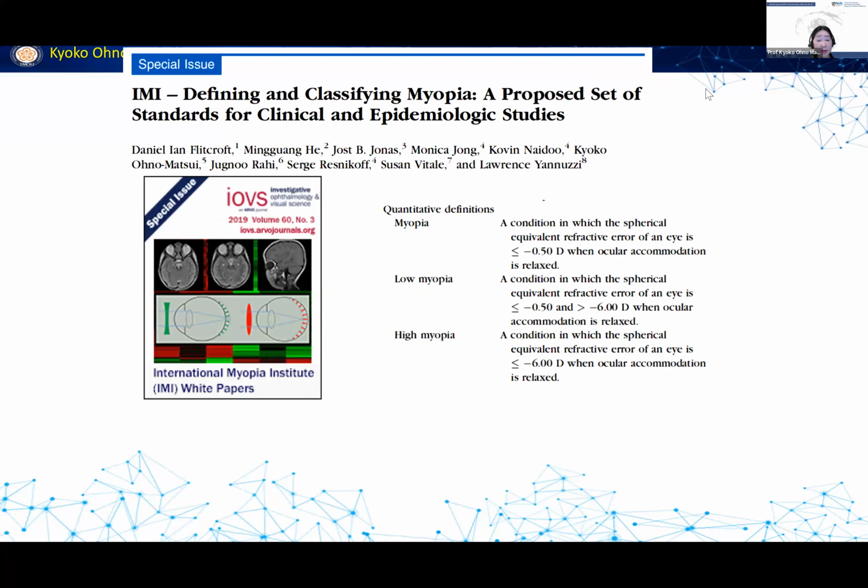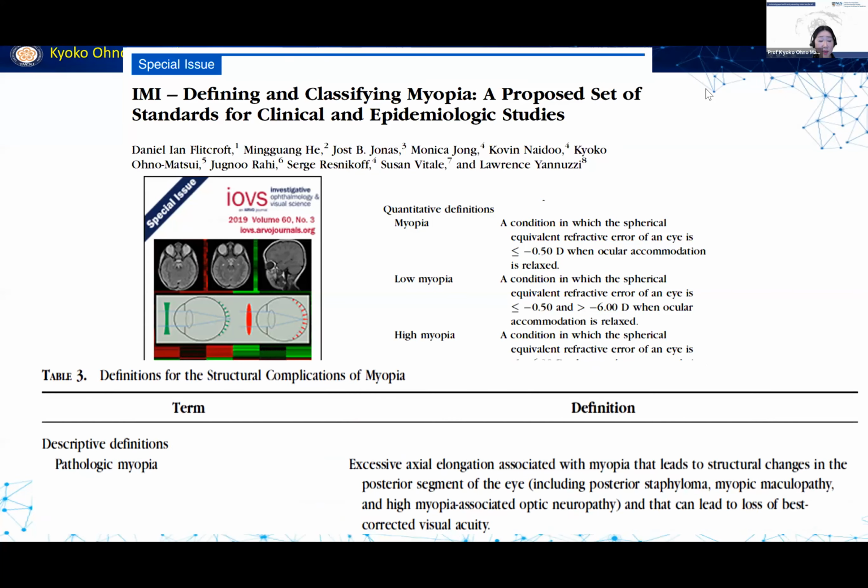First, what is the definition of pathologic myopia? In a review paper by the International Myopia Institute, or IMI, low and high myopia are defined according to the degree of myopia. In contrast, pathologic myopia is defined by its structural abnormalities. Pathologic myopia is defined as excessive axial elongation associated with myopia that leads to structural changes in the posterior segment of the eye, including posterior staphyloma, myopic maculopathy, and myopia-associated optic neuropathy.